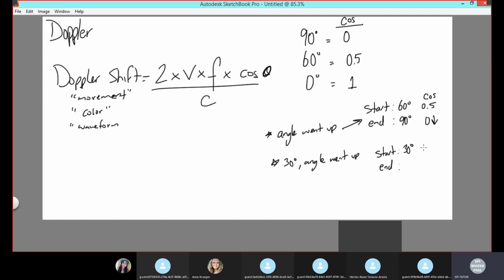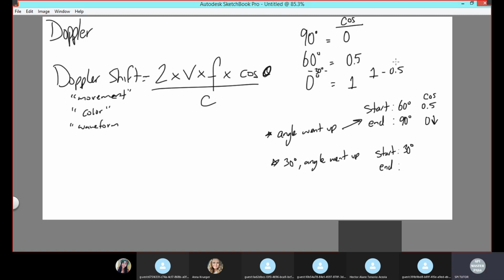Okay. Now, I don't know the value of 30 degrees. All right, but we can always make an educated guess if we have enough pieces in the puzzle. So 30 degrees is in between 0 degrees and 60 degrees. Somewhere in here is 30, right? So somewhere in here is 30 degrees. And 30 degrees, because it's somewhere in between, that means that the value of it will be somewhere in between 1 and 0.5.